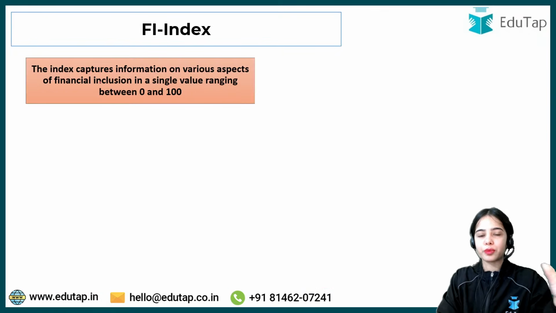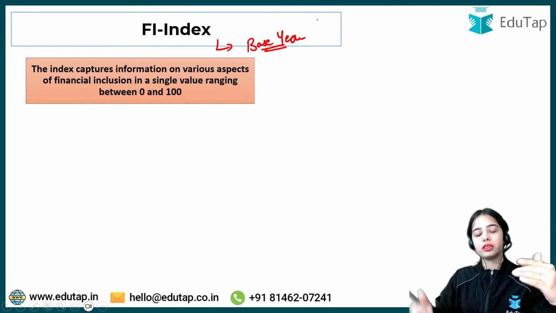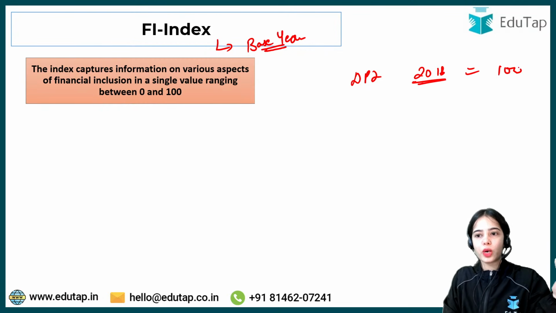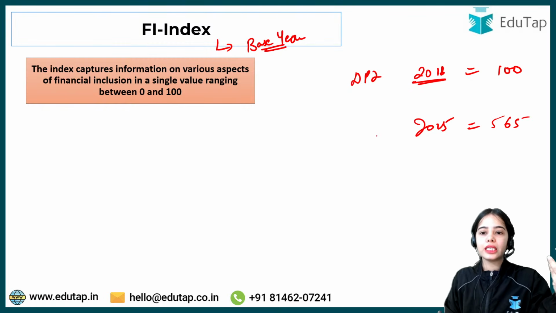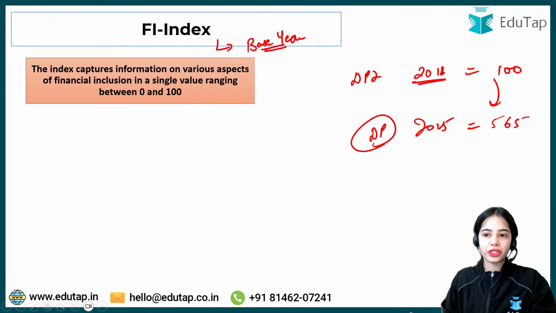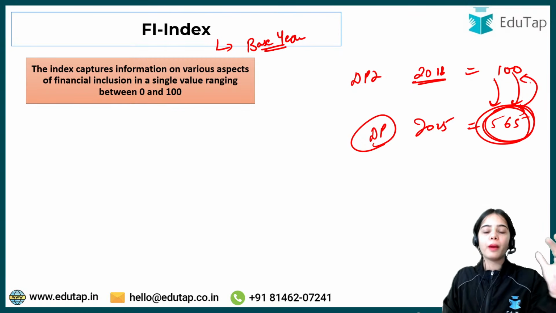See, the financial inclusion index does not have any base year. The base year is the year against which we compare the coming years. So let's say for the digital payment index, 2018 is the base year, which has the value 100. If in 2025 the value is 565, that means digital payments have penetrated and their extent has increased, because we can compare the current value with the base year value.